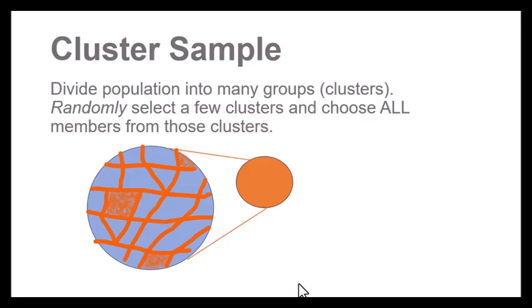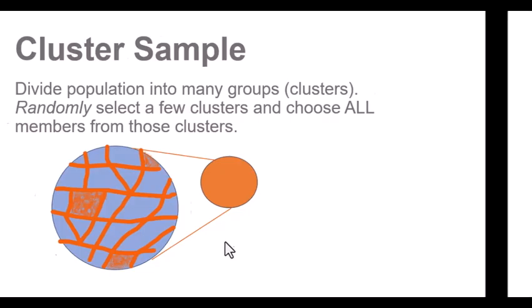Unlike with strata and stratified sampling, these clusters shouldn't really have anything meaningful in common. They might be different from one another, but not in any kind of systematic way. So the clusters don't represent different age groups or something like that, but more like natural groupings within the population.